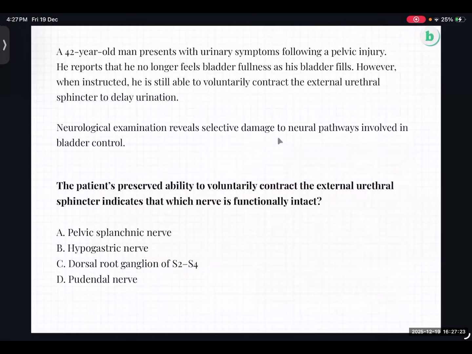Okay, second question for the same case. The patient has preserved the ability to voluntarily contract the external urethral sphincter, and that indicates that which of the nerves is still working? Pudendal nerve. Exactly. You guys are so right.